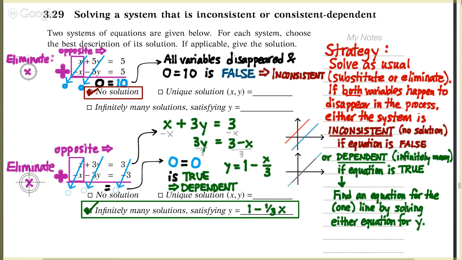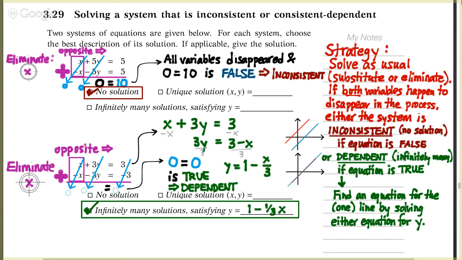So if in the process of solving a system of linear equations you see all of your variables disappear, your x's and your y's, then either that system is going to be inconsistent and have no solution at all, if the equation you end up with is false, or if the equation you end up with is true, you get a system which is consistent dependent and so has infinitely many different solutions. Graphically, the first situation of an inconsistent system represents two lines which are parallel but separated by a certain distance, and therefore never have a point of intersection.